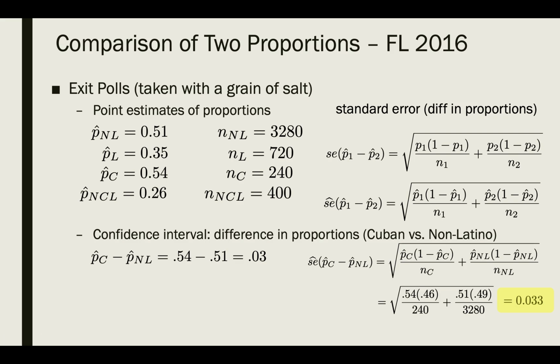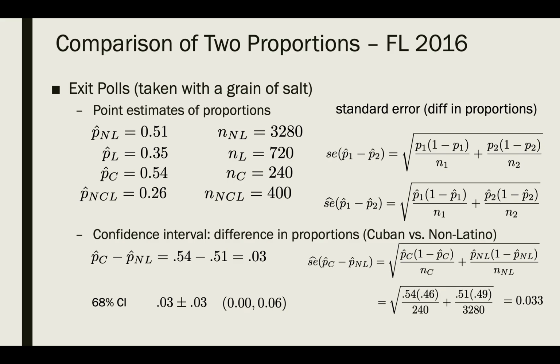And we wind up with a smaller standard error than before, 0.033. Why is that smaller? Well, most of what's driving it is the benefit of this very large non-Latino sample. So that denominator 3,280 is causing the overall standard error in the difference to be smaller. Last time it was 0.039. This is 0.033. Rounding to the second decimal place, 68% confidence interval.